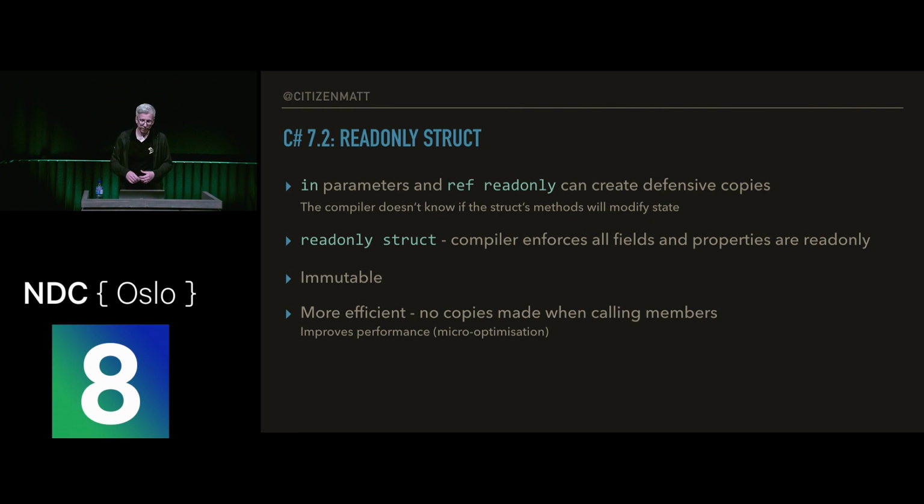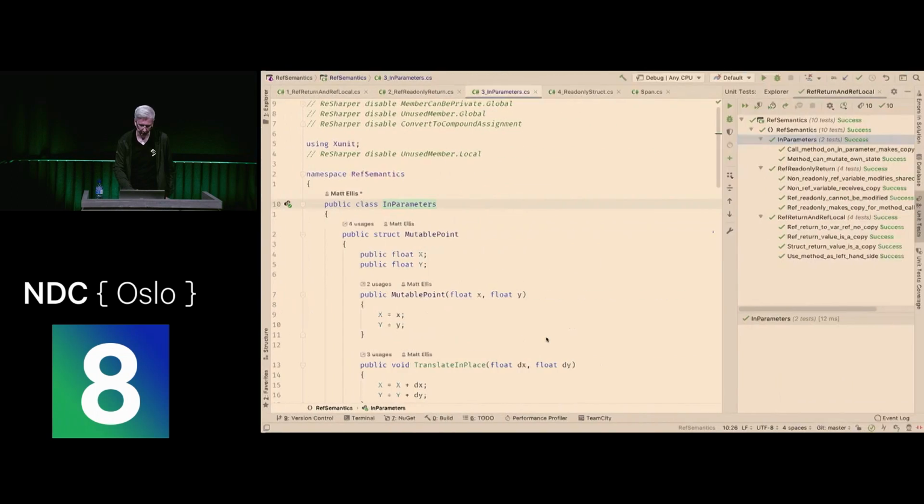So that makes the type itself immutable, and this is great because now there's going to be no copies being made anywhere. We can pass things around by reference. We can call methods on it. We can have compile time errors, and basically we've now got the best of both worlds.